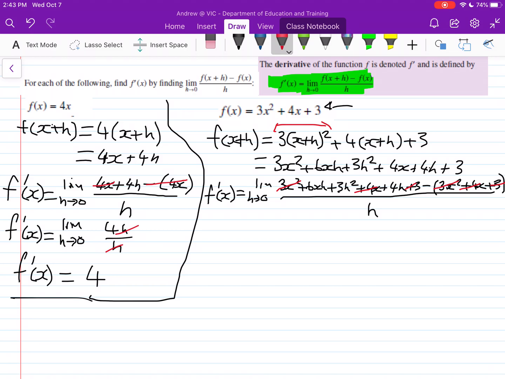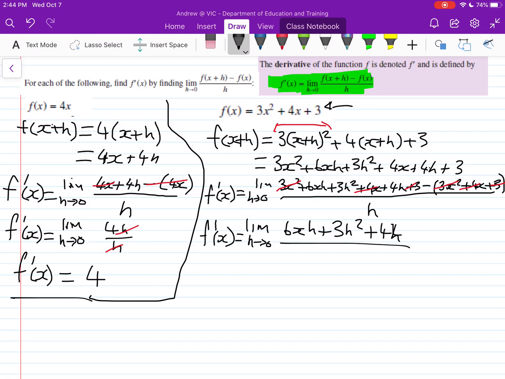So if you're doing this right, you'll notice that all your f(x) will cancel out up the top, and you'll be left with just terms with h in them. So I'm just going to write this out again with our simplified derivative. f'(x) is equal to the limit as h approaches 0, and it's always important to write that limit as h approaches 0 there, of 6xh plus 3h squared plus 4h, all over h.